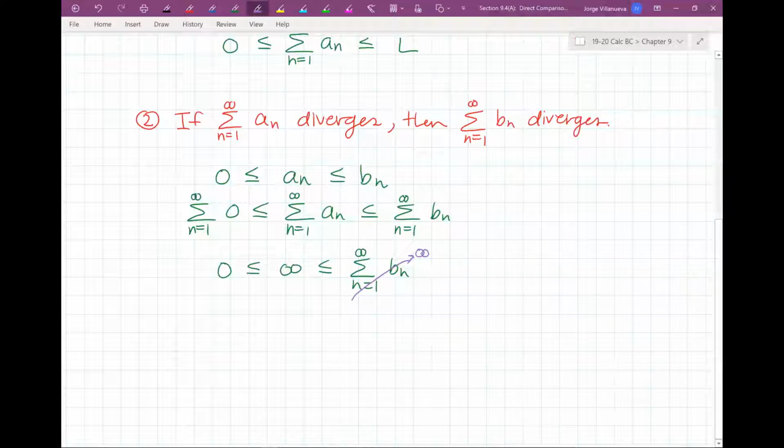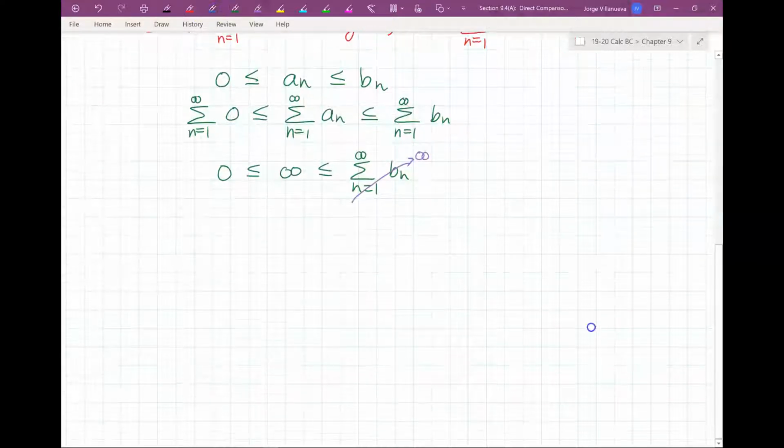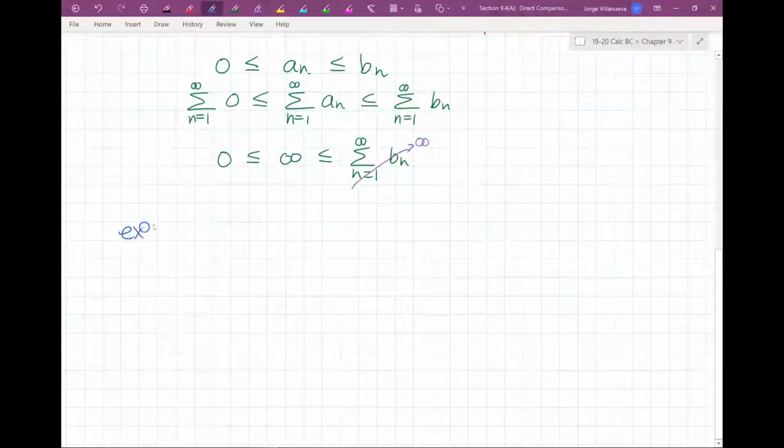Okay? Yeah. Only when a sub n is less than or equal to b sub n? Yes, and that's the key. You need your a sub n to be less than or equal to b sub n. Now, what exactly does that mean? This part I think is the easy part, the definition, but the hard part is how do we figure out what a sub n and b sub n are? So let me show you examples of that. And it's not that hard, but you do have to practice it a little bit.